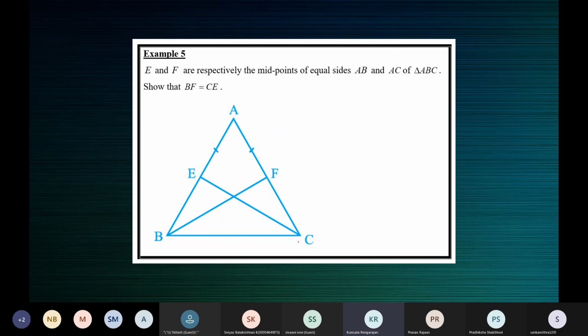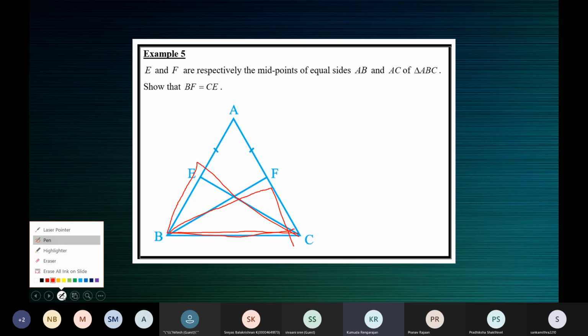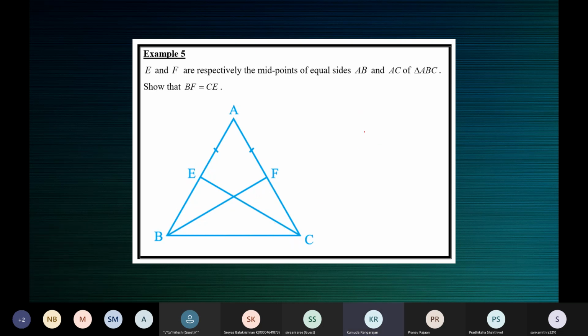Else, if you take triangle CBF, then you must take triangle CEB. You must take the two triangles with the base BC. If you take CBF for BF, then you must take CBE for CE.